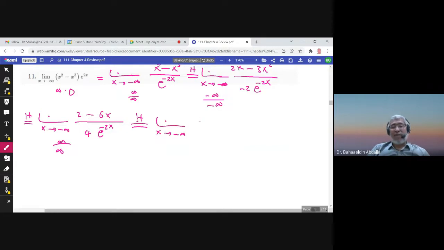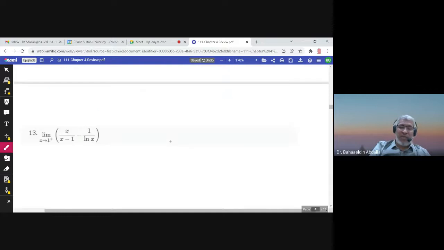Derivative of negative 6x is negative 6. 2 derivative 0. Derivative of e to the power negative 2x is e to the power negative 2x times negative 2, but there is a 4, so this is negative 8. Can cancel negative with negative. Now when I replace x with negative infinity, I'll have 6 over infinity, and that's 0, so the limit is 0.